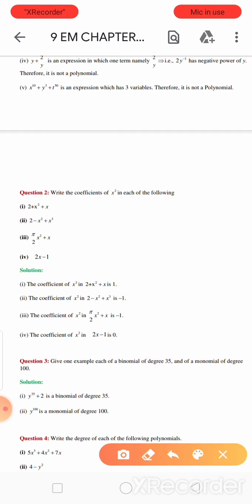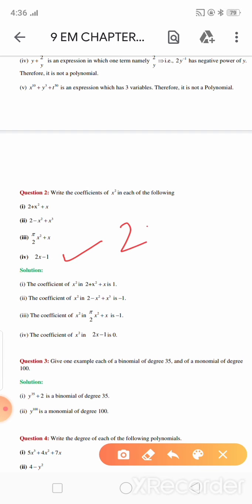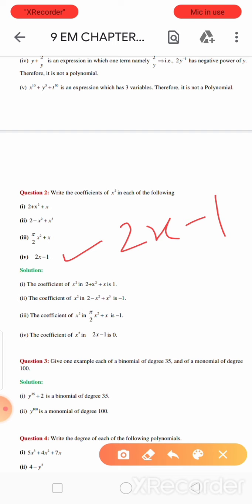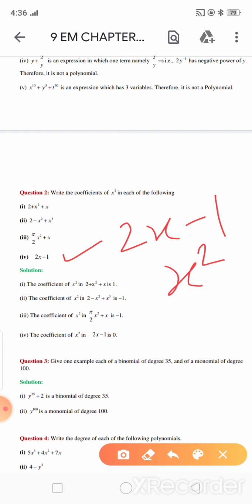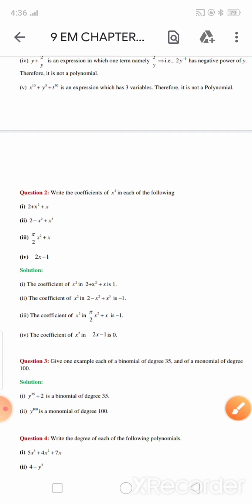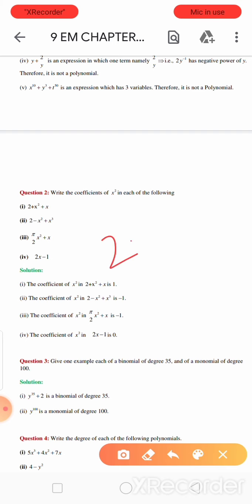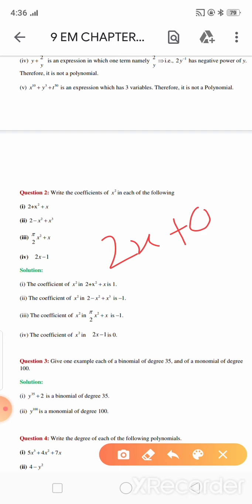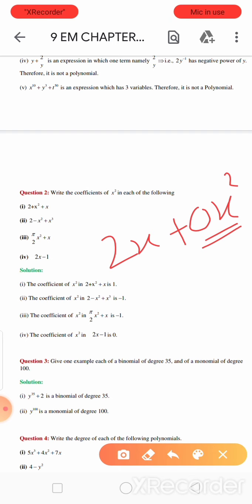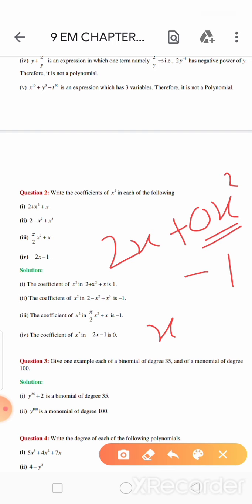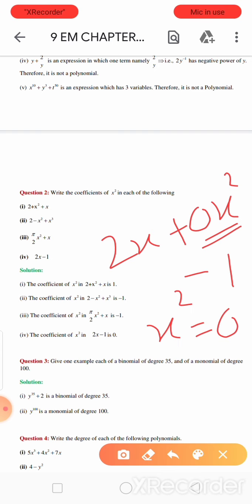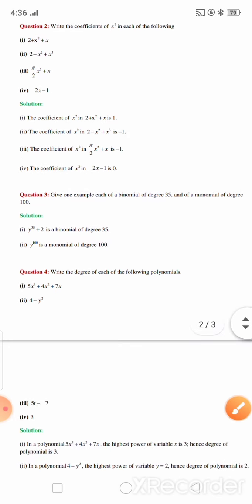Next, question number 5. The polynomial expression is 2x minus 1. This polynomial has no x square term, so we write the polynomial as 2x plus 0 into x square, meaning this term is multiplied by 0, so it does not affect our polynomial. So we write the coefficient of x square is 0.